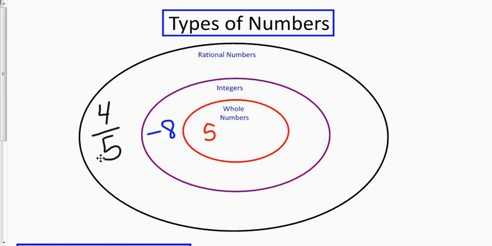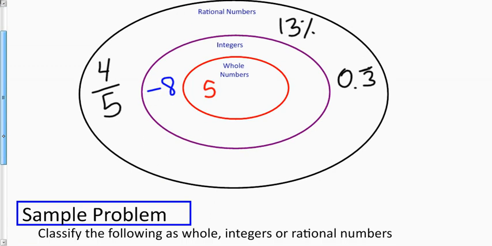Other rational numbers could be things like 13%. Decimals are rationals, even if they're repeating decimals, like 0.3 repeating, because I can convert that into a fraction. Those are examples of rational numbers.